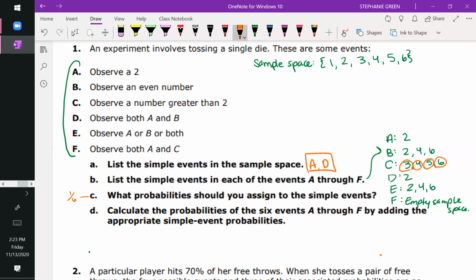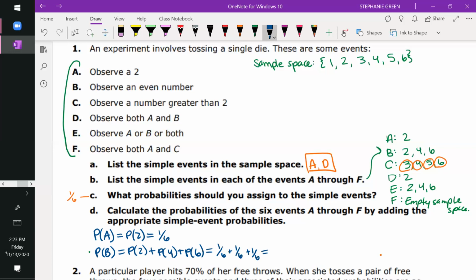Part D, calculate the probabilities of the 6 events A through F by adding the appropriate simple event probabilities. So let's see, the probability of A is just equal to the probability that we roll a 2, which is just 1/6. The probability of B is equal to the probability that we roll a 2 plus the probability that we roll a 4 plus the probability that we roll a 6. Those are our 1, 2, 3 simple events that make up this whole event B. So we add those up. 1/6 plus 1/6 plus 1/6 is 3/6, which is 1/2. We do the same thing for all of our other ones.